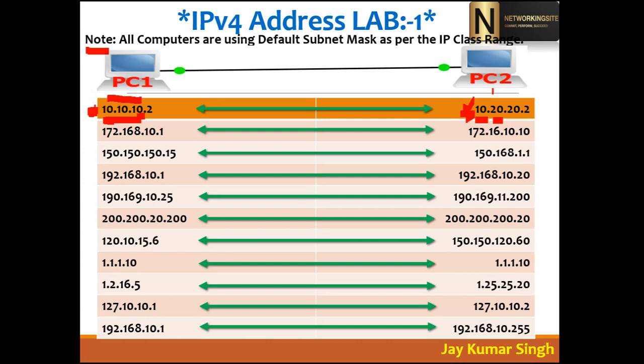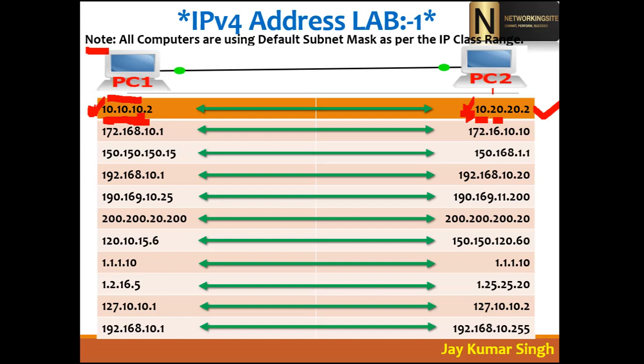How many host parts are there in class A? Mr. Nadam, how many host parts are there in class A? 3 host parts, right? So here we do not have all host parts 0, so of course it is correct. We cannot have 255.255. So this IP address and this IP address will communicate.